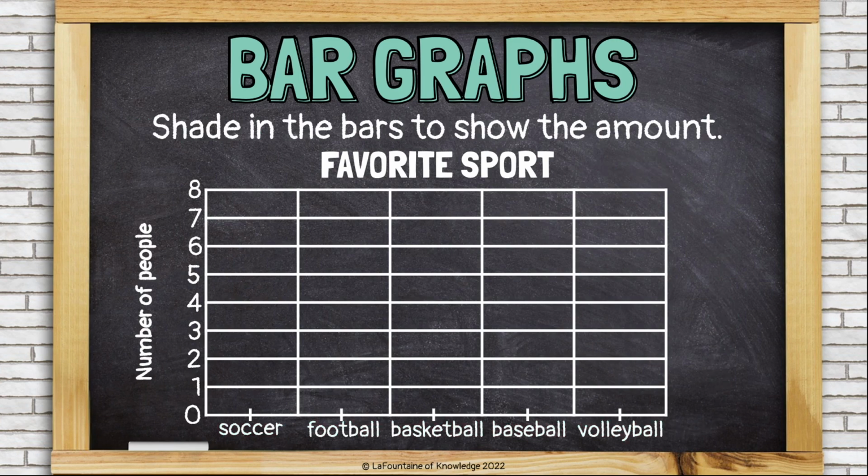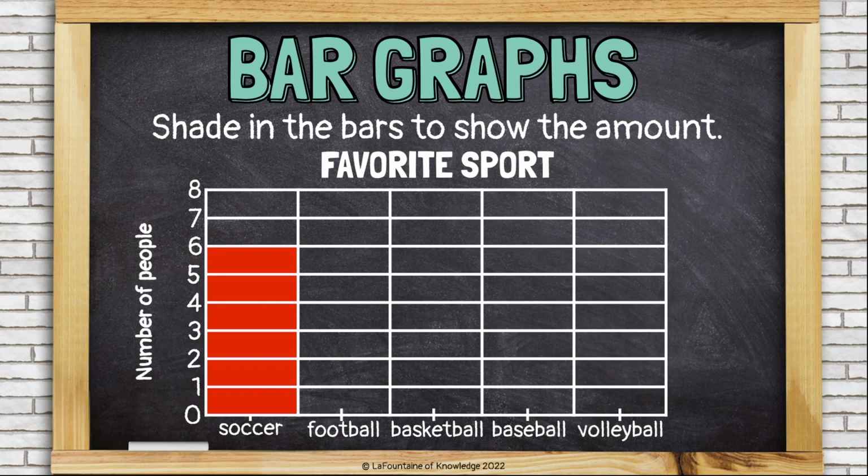To make a bar graph, shade in the bars to show the amount. You can see on the left of the graph the number of people. So for soccer, that was 6 people. So I'm going to shade in a bar reaching all the way up to the number 6, like this.